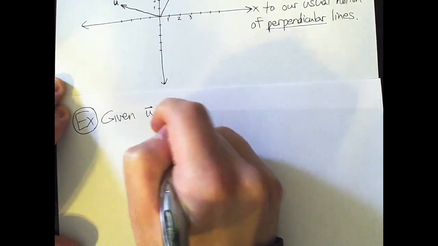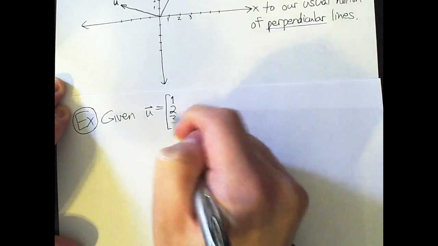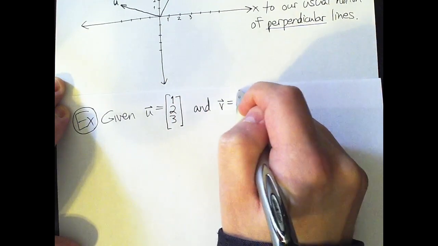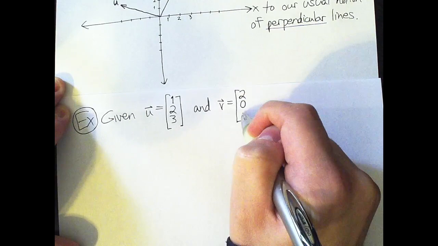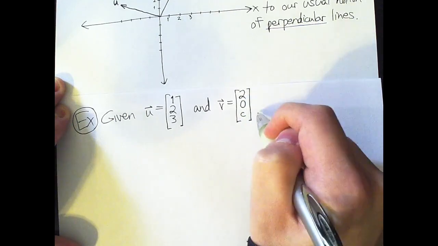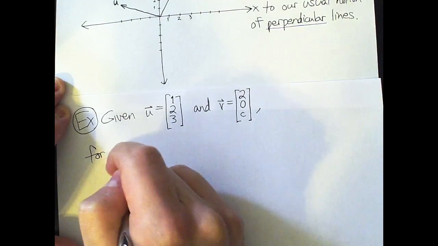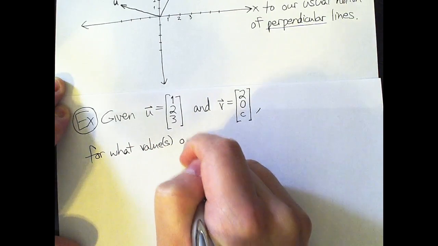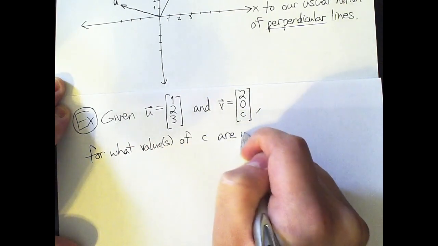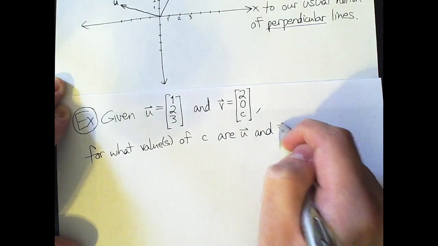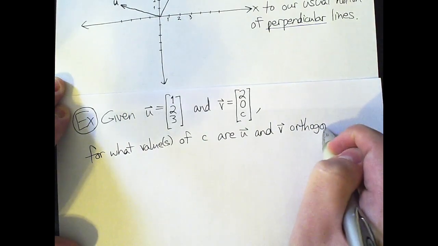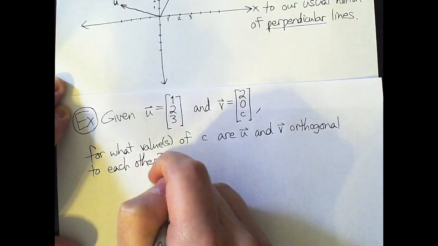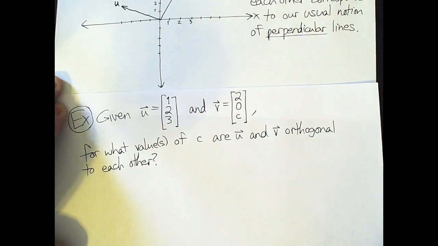Given the vector u equals (1, 2, 3), and the vector v equals (2, 0, c). For what values of c are u and v orthogonal to each other? It's a different type of question. All right, so I'd like you to pause, take a minute, and try to answer this.